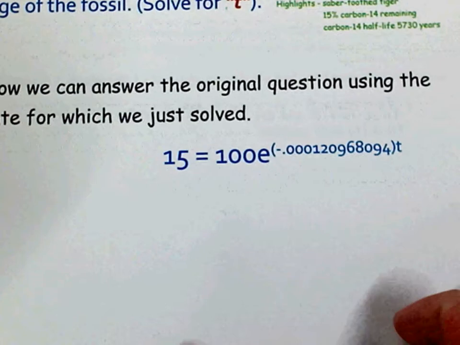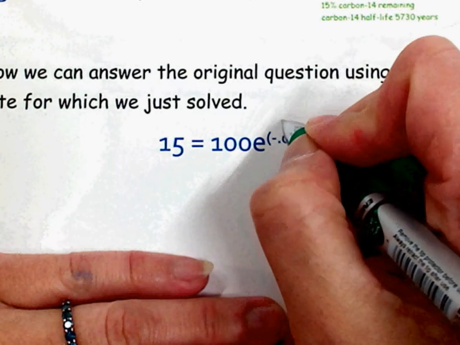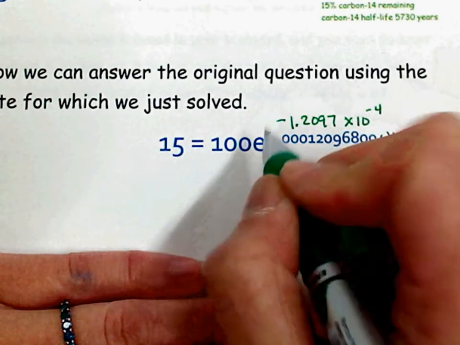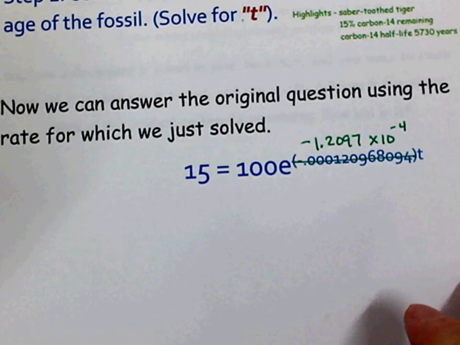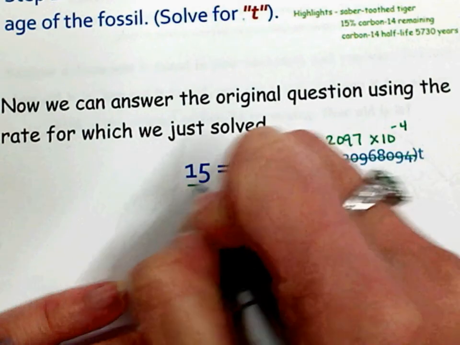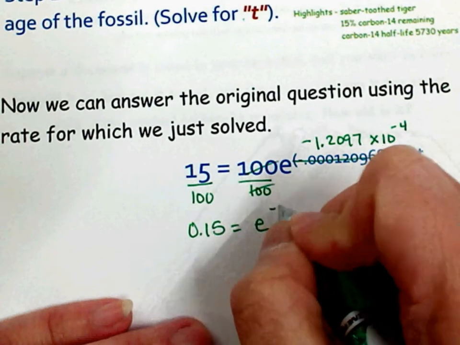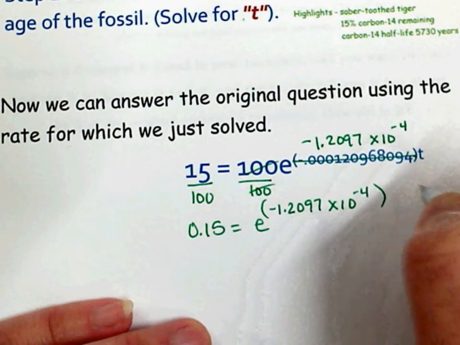Okay, here we go. Now I'm going to rewrite this to make it look like my answer earlier. Negative 1.2097 times 10 to the negative 4. Same thing. I'm going to rewrite it so I can show you how to type it in, and that would be better for you. Alright, so here we go. Same thing. Divide each side by 100. So 0.15 equals e raised to the negative 1.2097 times 10 to the negative 4. And if you want to keep it together with parentheses, you can.